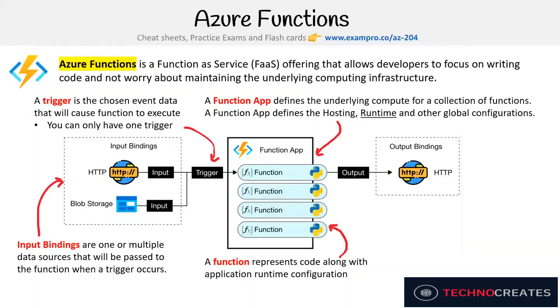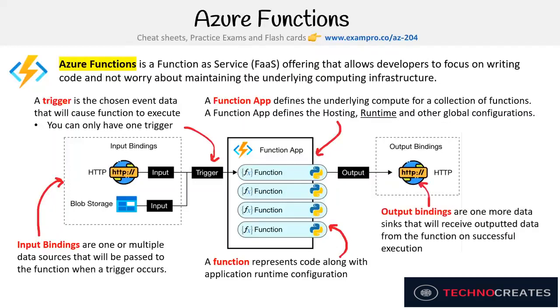You have input bindings. These are one or more data sources that will be passed to the function when a trigger occurs. So the idea is you can pull in data from a variety of different Azure services at the time of trigger, which is quite nice. And then you have the output bindings. These are one or more data sinks that will receive outputted data from the function on successful execution. They say sinks, you could say consumers if you like.